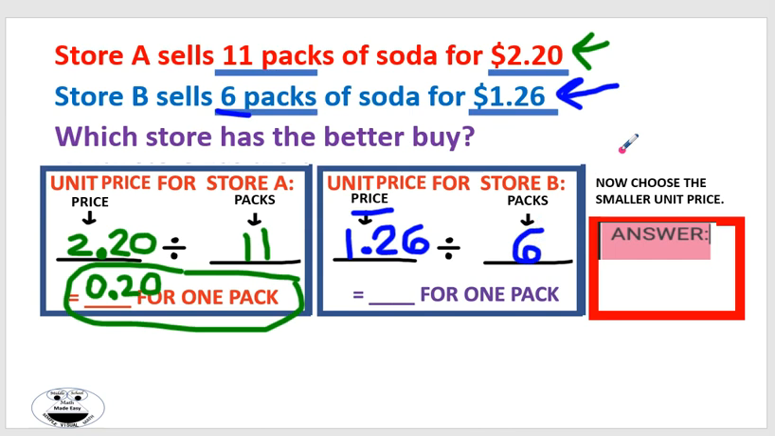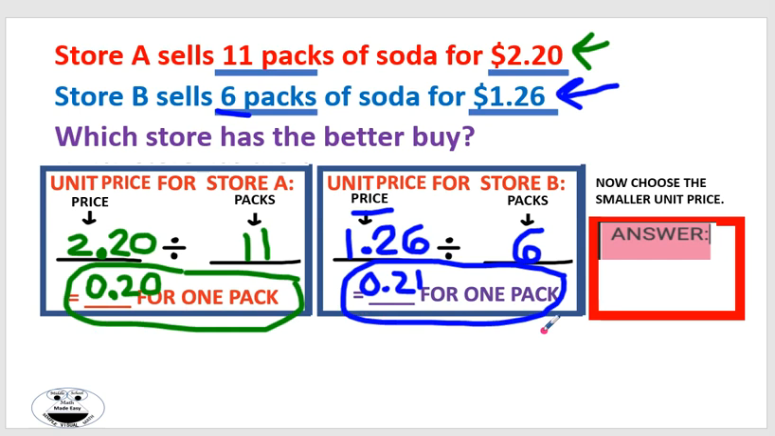And now either you're doing the long division or you're going to put it into the calculator and get 21 cents for 1 pack. So now we have the unit price, the price for 1 unit. In this case, the unit is packs. And now we can compare. Store A is 20 cents for 1 pack, and Store B is 21 cents for 1 pack. Yes, it's only a penny different, but we're still looking for the better buy.